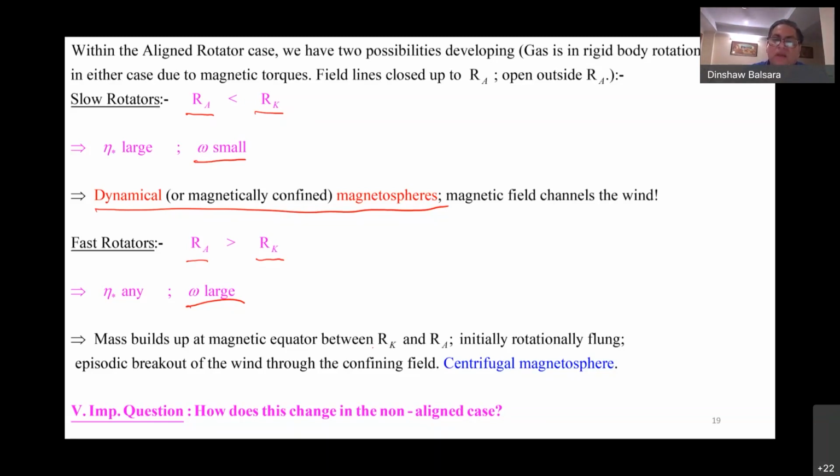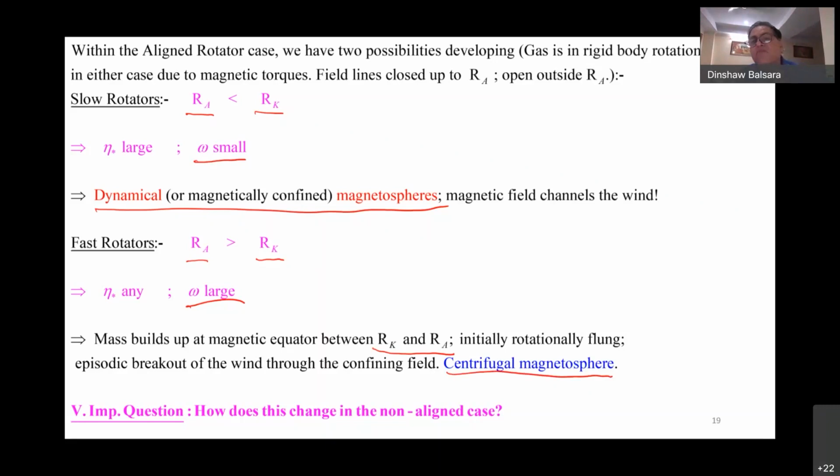In the region between the Kepler radius and the Alfvén radius, that region is essentially filled up by flow that is flung into it, and you have a centrifugal magnetosphere. In other words, this magnetosphere will build up matter between the Kepler radius and the Alfvén radius, and episodically, it will release that material.